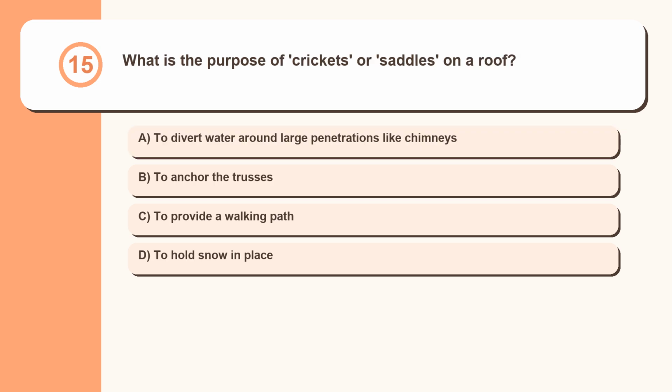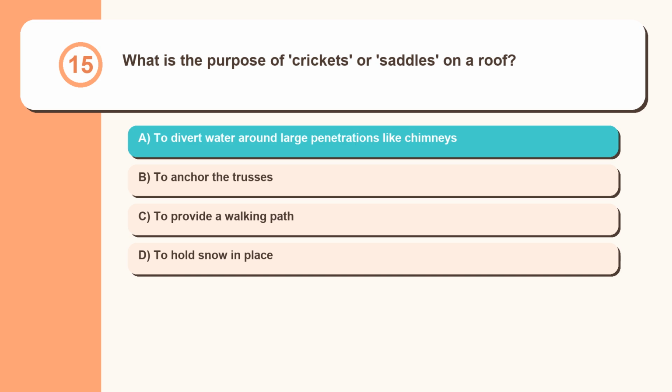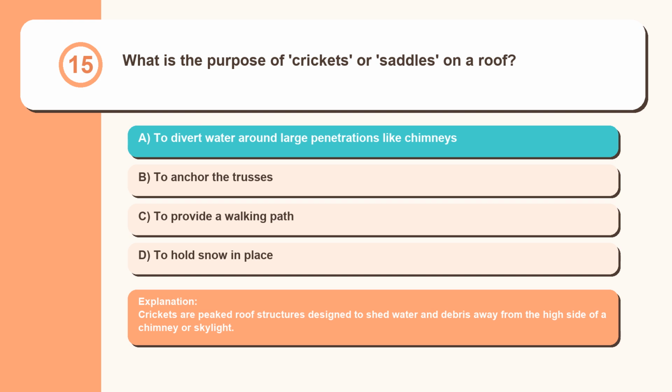Question 15. What is the purpose of crickets or saddles on a roof? To divert water around large penetrations like chimneys, to anchor the trusses, to provide a walking path, to hold snow in place. Crickets are peaked roof structures designed to shed water and debris away from the high side of a chimney or skylight.